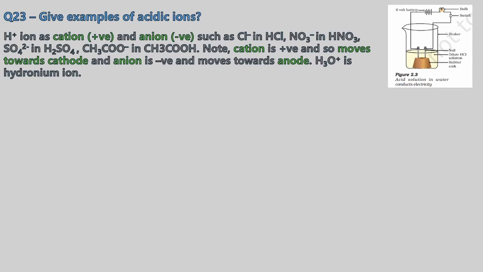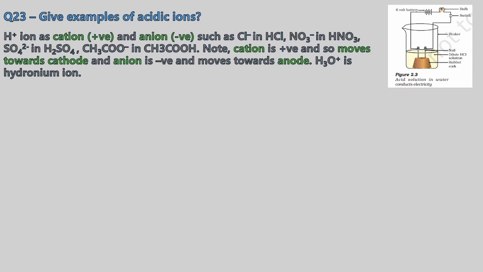Why is it called that? Because it is positive and it moves towards the cathode. And any negative ion such as Cl minus is called an anion. Why? Because it moves towards the anode. So in HCl you have H plus ion and Cl minus ion. In HNO3 you have H plus ion and NO3 minus ion. In H2SO4 you have two H plus ions and SO4 2 minus.